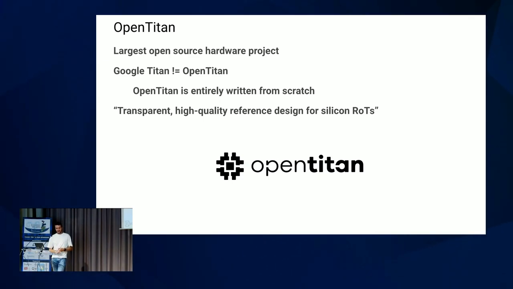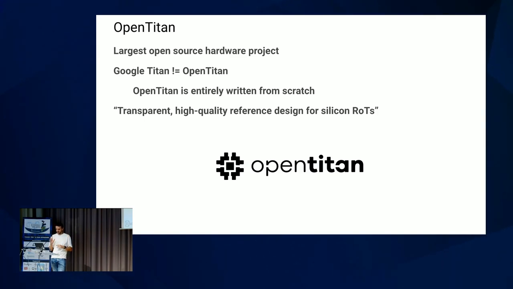First of all, OpenTitan is the largest open source hardware project out there. There's no other open source hardware project that is actually bigger than this, which is quite an achievement already. You may have heard about Google Titan, which is Google's root of trust. It's different from OpenTitan, so people may think that OpenTitan is Google's Titan taken into open source, like they did for a few other pieces of software. But it's not the case. OpenTitan was started by Google, but it was started fresh. So it's a completely new implementation of a root of trust. It shares almost nothing. According to Google, there's almost no intersection between Google's Titan and the OpenTitan project.